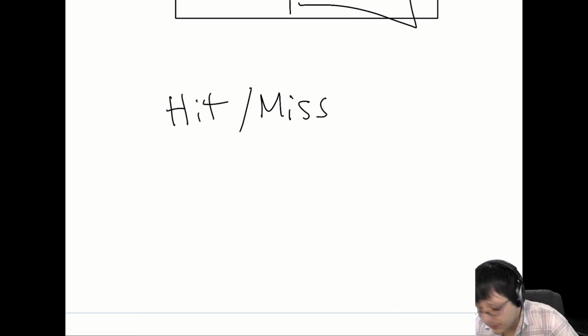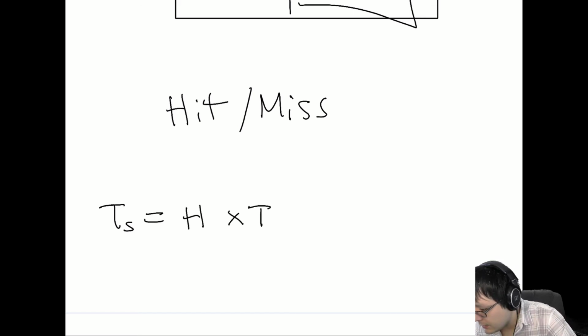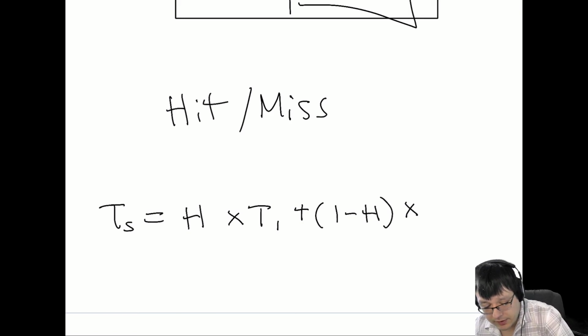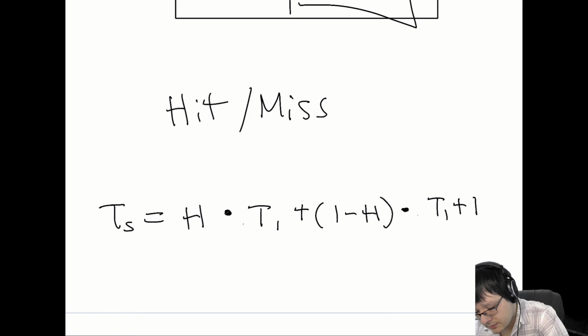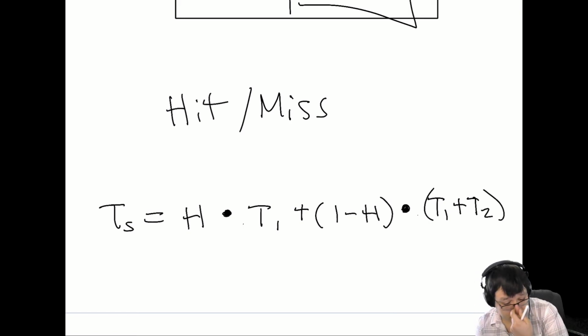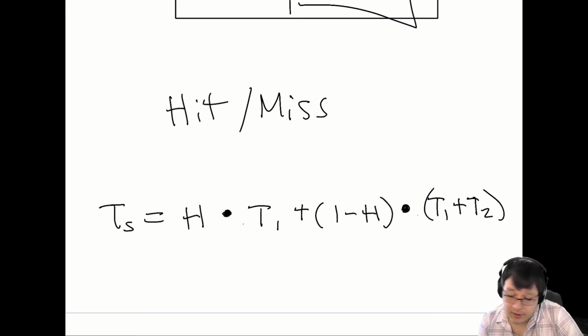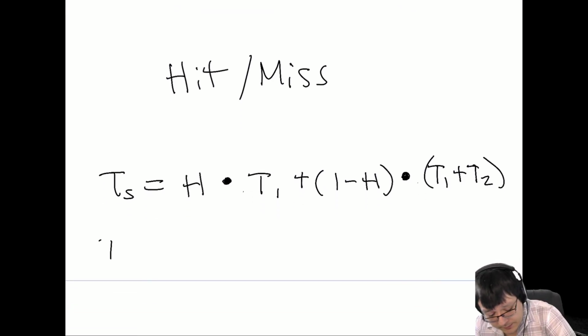Let's do that. So we have T of S is equal to H times T of 1 plus 1 minus H times T of 1 plus T of 2. I don't like using the extra times symbol, I like using the dot. Okay, so that's our formula. Now, what does each of these variables mean?